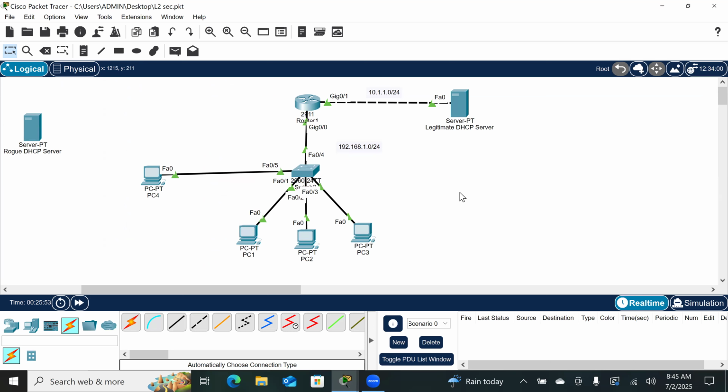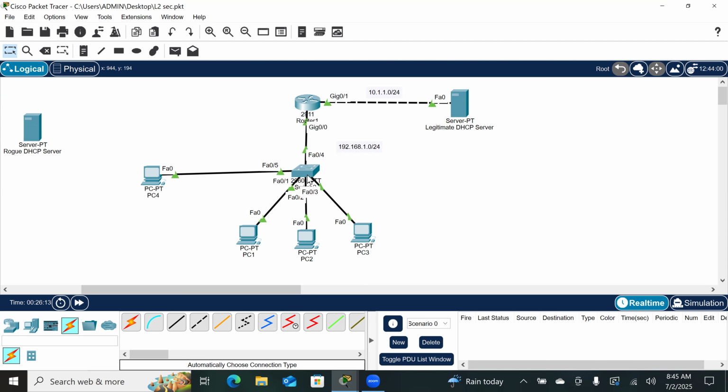Okay, this was something about the L2 security. One is DHCP spoofing and second is ARP spoofing. Okay, and these were the two mitigating techniques. What are those? DHCP snooping and DAI, dynamic ARP inspection.